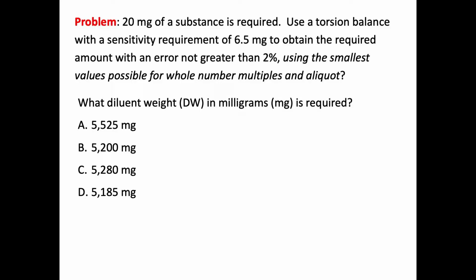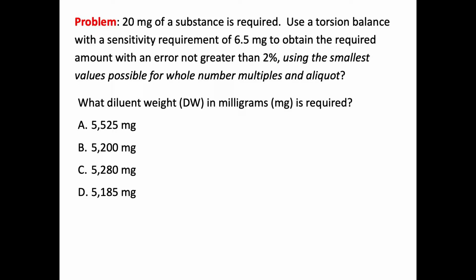So the problem reads, we want 20 milligrams of a substance. So some drug, we need 20 milligrams of it. We're going to use a torsion balance with a sensitivity requirement now of 6.5 milligrams to obtain this drug, but we don't want an error of more than 2%. Okay, so 6.5 milligram sensitivity requirement, 2%.